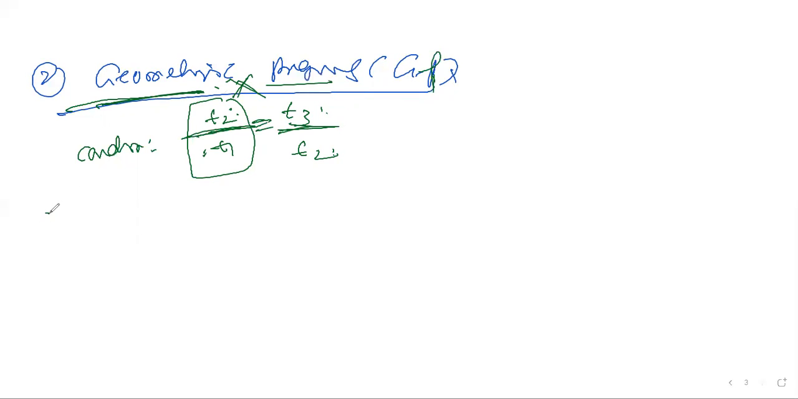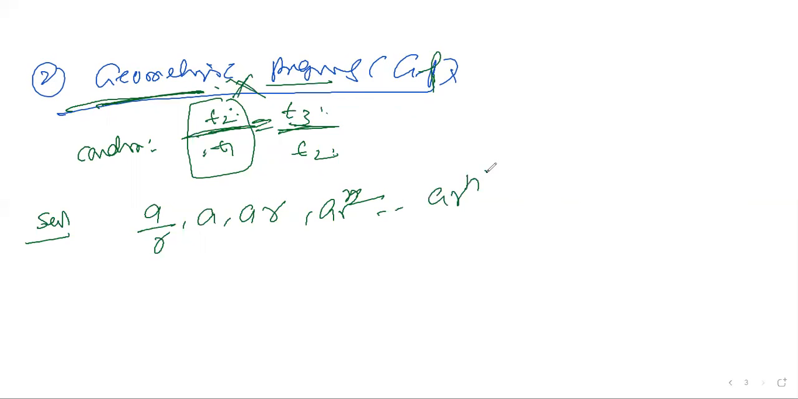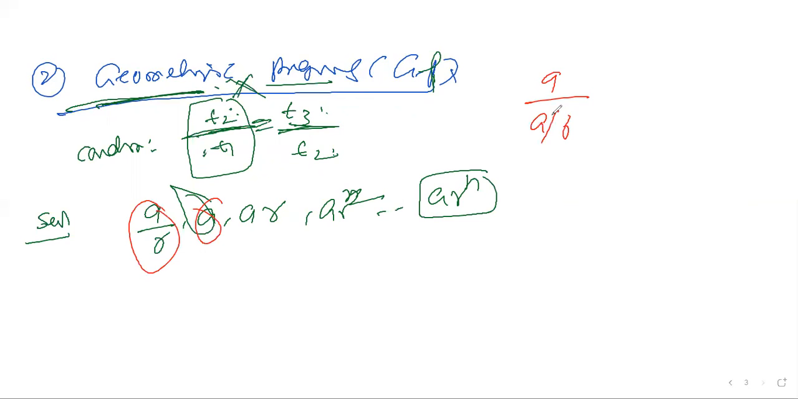Next, how will the series look? A by R, A, AR square, like this it will keep on going. AR power n is the nth term. For example, if you take this by this, A by R, A cancels, the answer is R. Then AR by A, A cancels, R will come. R equals R. The common ratio is R.